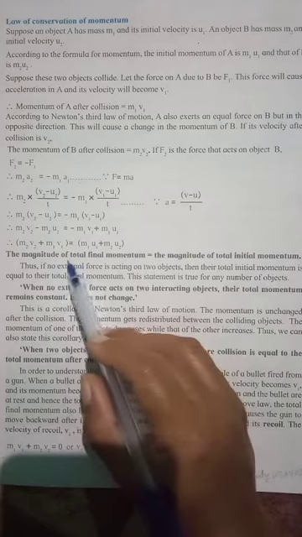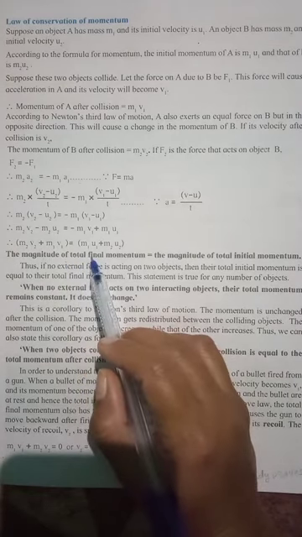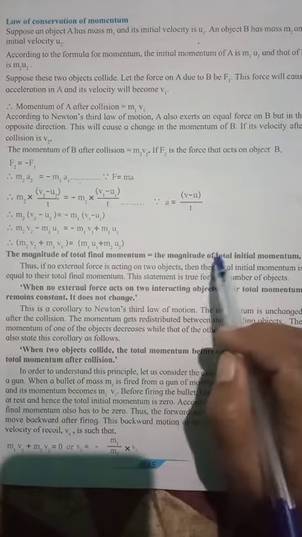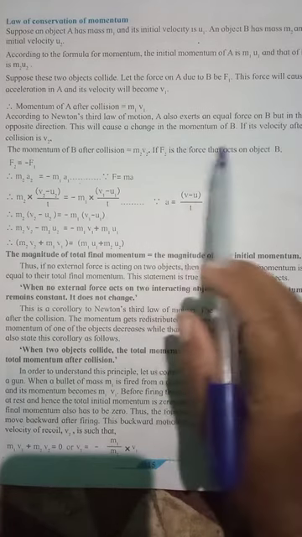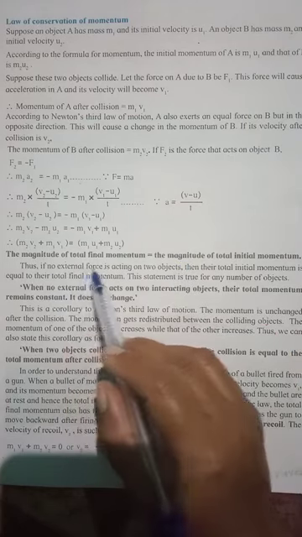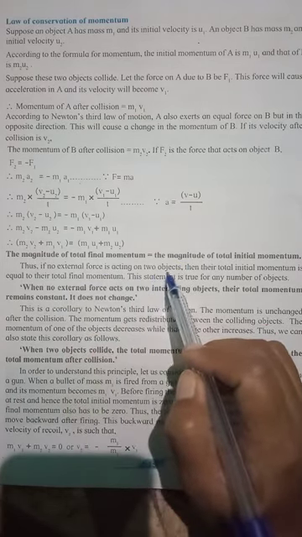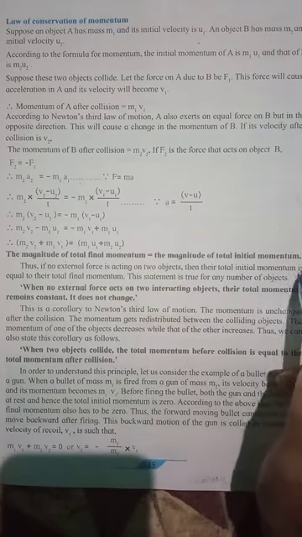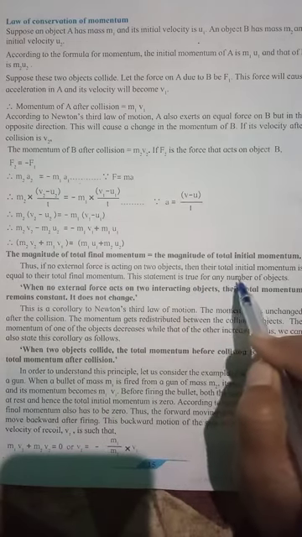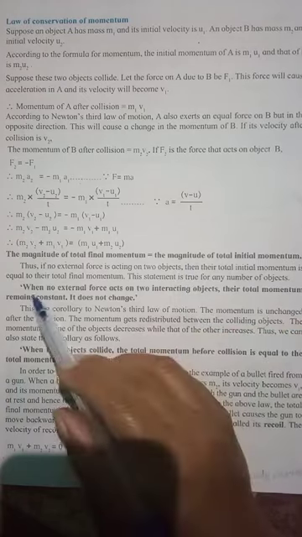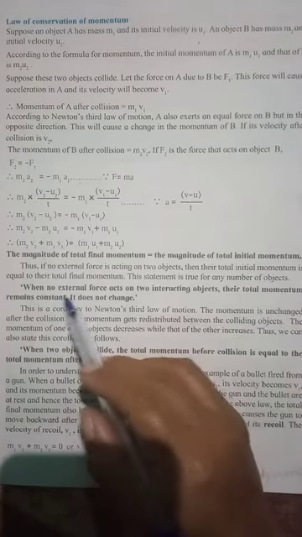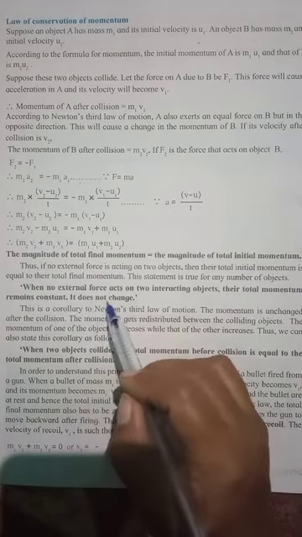So what is this? The total final momentum is equal to the initial momentum. The momentum is not changed after the collision of two objects; it remains the same. Thus, if no external force is acting on two objects, then their total initial momentum is equal to their total final momentum. This statement is true for any number of objects. When no external force acts on two interacting objects, their total momentum remains constant, it does not change.